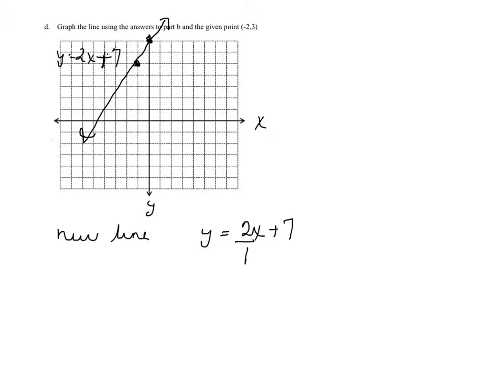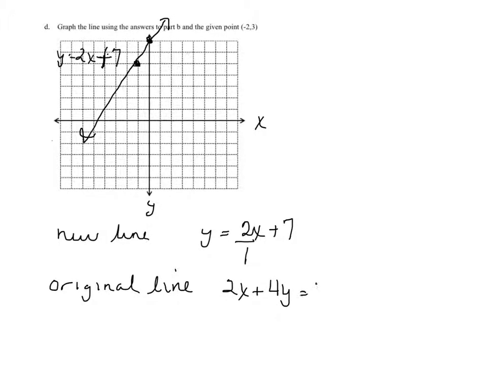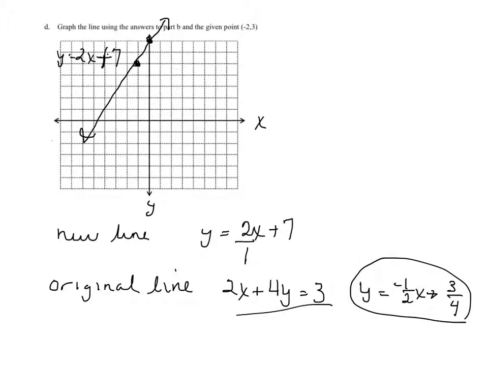Now the original line that we had was 2x plus 4y is equal to 3. Okay, so now I just want to graph this line, and I want to grab a couple of points. Well, when we solved for y, we got y is equal to negative 1/2 x plus 3/4. Okay, it wasn't pretty, but we can actually use this one more quickly to graph than using this one.